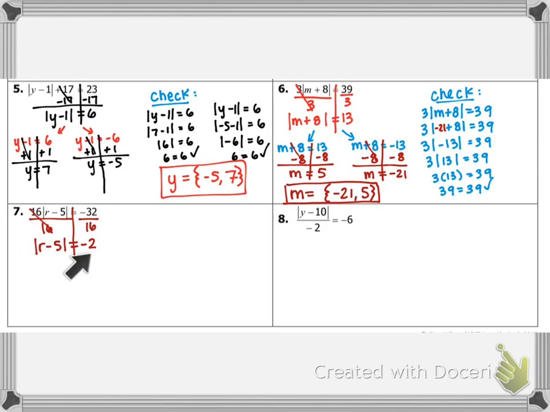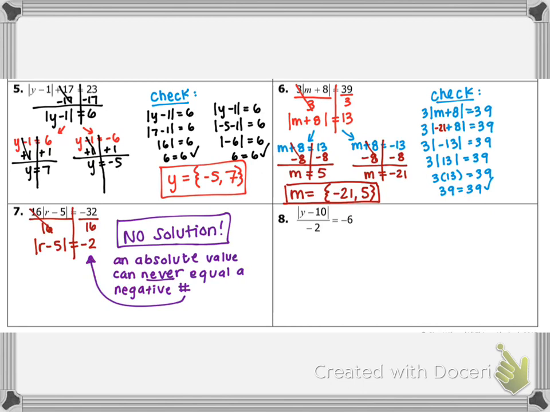Now look at this. Imagine if you were to do all this work for no reason. Why is it for no reason? Because look what the absolute value equals. It equals a negative. An absolute value can never equal a negative number. So isn't that nice? You're done. Please notice that if that happens, because you'll save yourself so much time when it equals a negative.